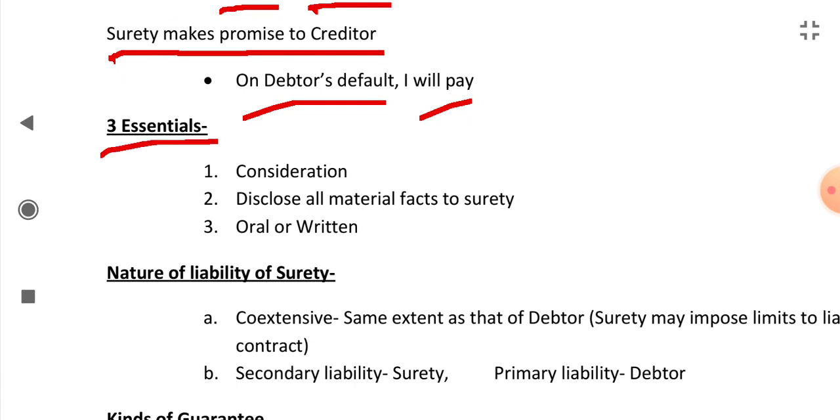There are three essentials. The first one is there should be a consideration, that the debtor or the borrower should take some money or value for which he is paying back. If there is nothing taken by the debtor, then there is no guarantee. Second one is disclose all material facts to the surety. All the main points, important points of the contract should be disclosed to surety. He should know all the facts. You cannot hide any fact from the surety. Third one is that the contract can be oral or written, in both types.